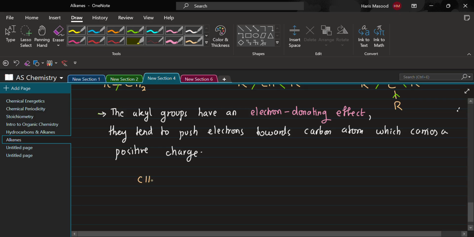CH2, then CH, I will make CH3, CH2 plus. This is a primary. Then you have CH3, CH, and again you have CH3 on this side, not H. This is secondary. Then you have CH3, then you have CH3, CH3 plus.